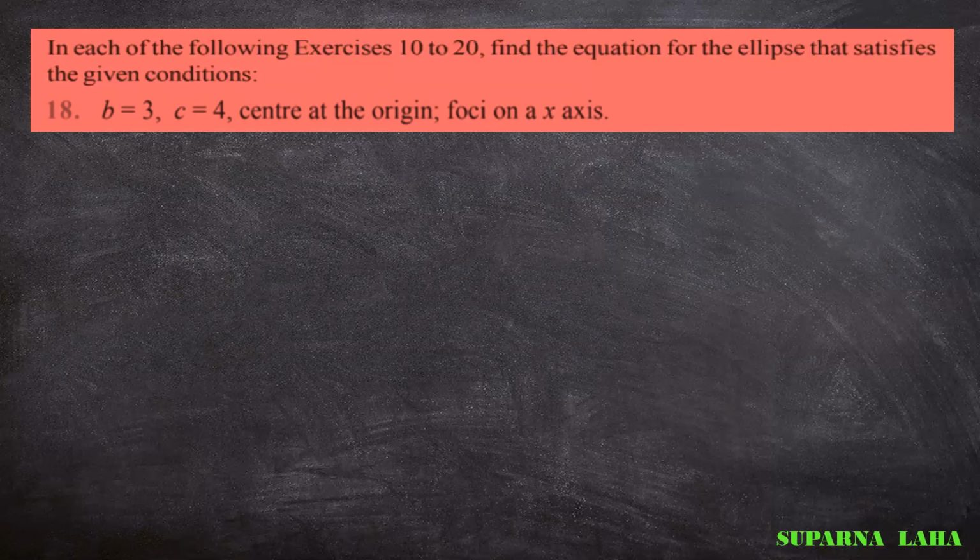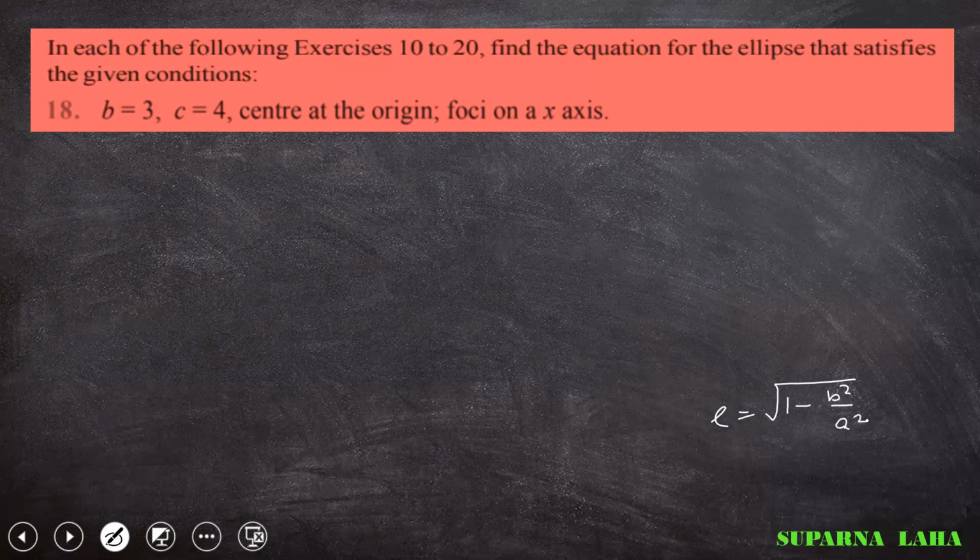C is equal to... AC square is equal to, we can write A square minus B square is the value of C. Like when we are finding the value of E in the form of E is equals to root over 1 minus B square by A square. So this is root A square minus B square by A. So this value is C. Okay, so this value is given.